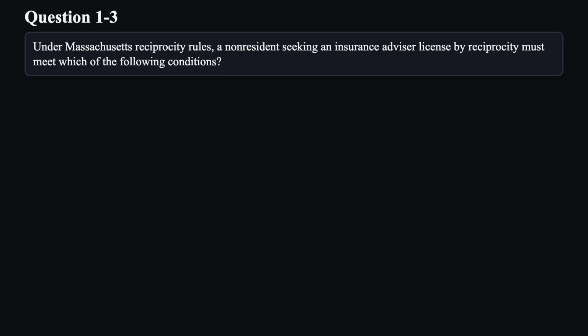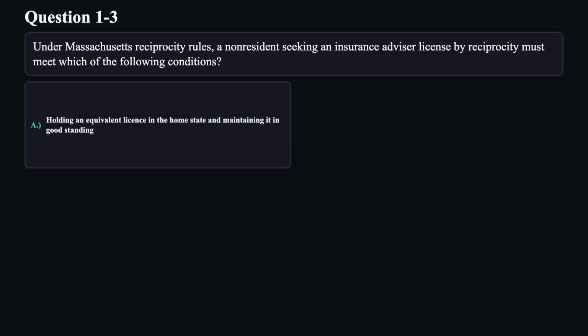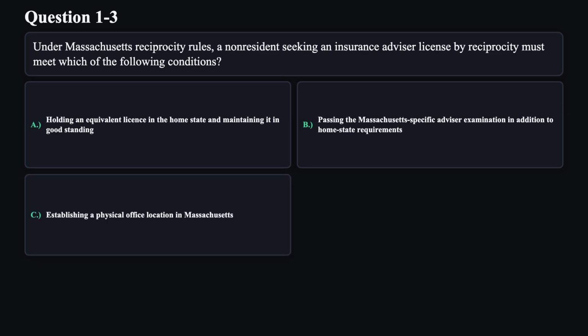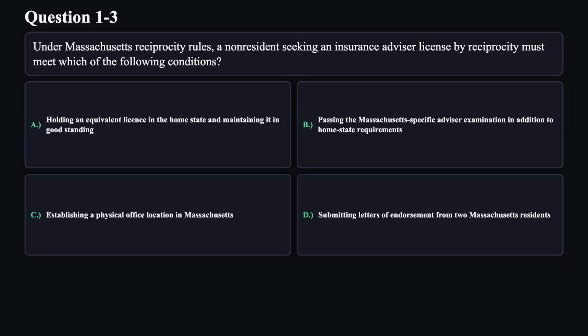Question 3. Under Massachusetts reciprocity rules, a non-resident seeking an insurance advisor license by reciprocity must meet which of the following conditions? A. Holding an equivalent license in the home state and maintaining it in good standing. B. Passing the Massachusetts-specific advisor examination in addition to home state requirements. C. Establishing a physical office location in Massachusetts. D. Submitting letters of endorsement from 2 Massachusetts residents.